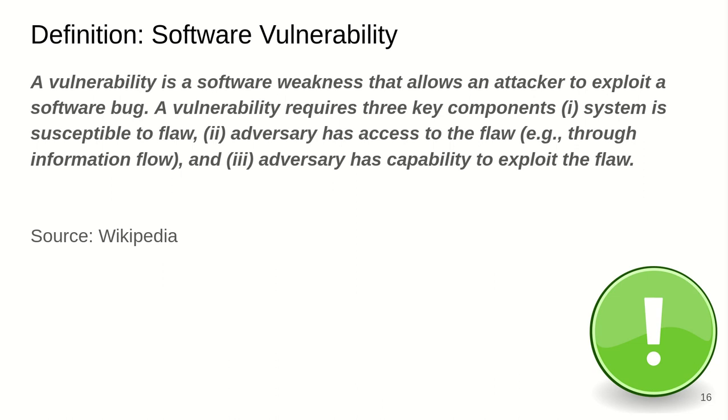A vulnerability requires three key components. The system is susceptible to the flaw; the bug needs to exist. The adversary has access to the flaw, for example, through the information flow by providing data that actually reaches the bug. And the adversary has the capability to exploit the flaw, for example, by knowing a sufficient amount of details around the environment of the program, such as what system it is using, what C library it is using, and whatnot. That will depend on the customization of the attack.